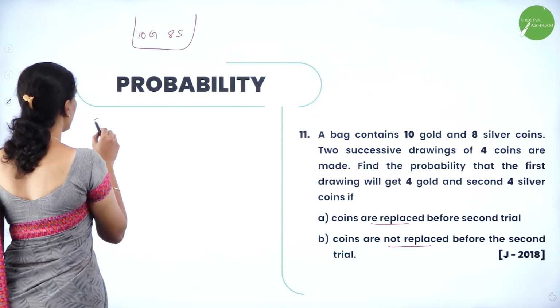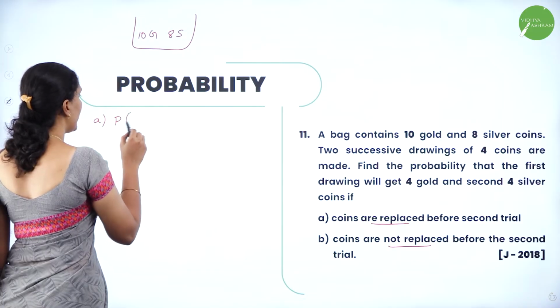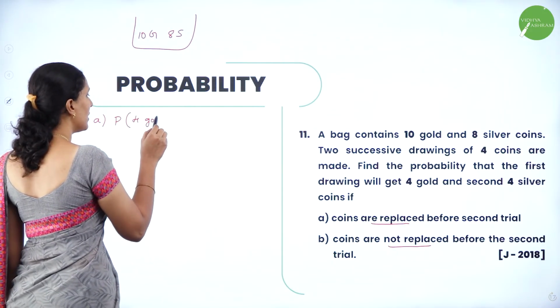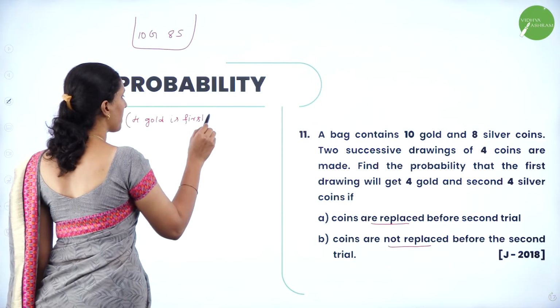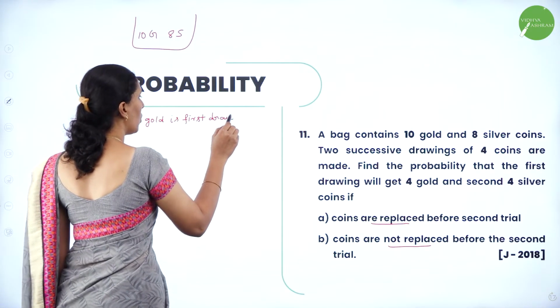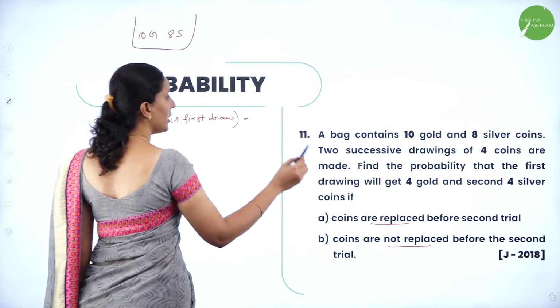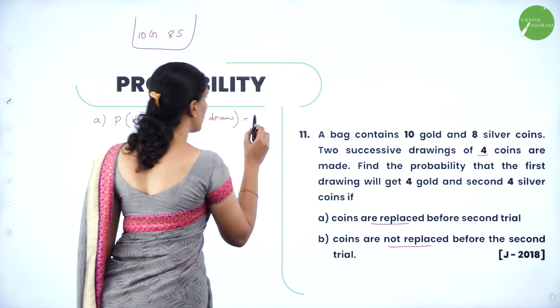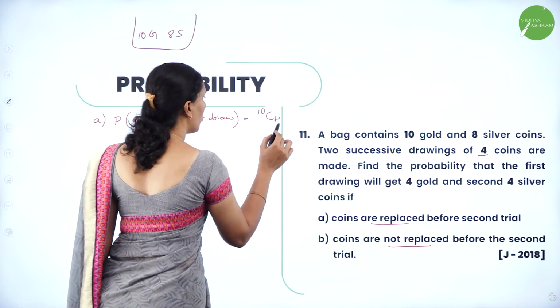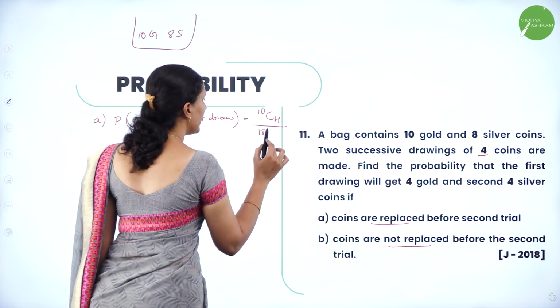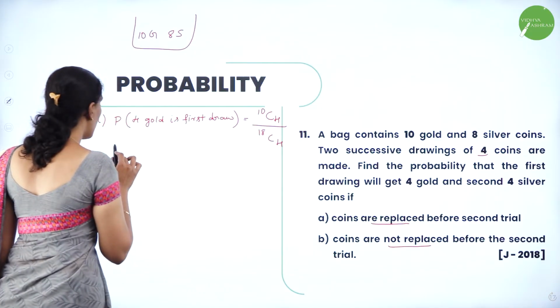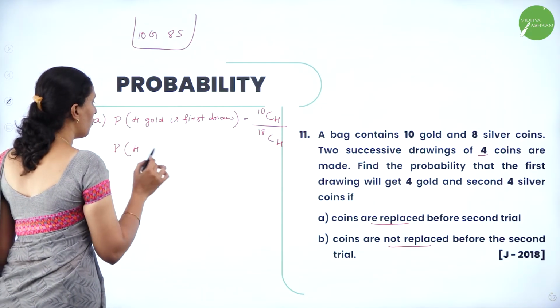Let me check the probability of getting 4 gold in the first draw. How many golds do we have? We have 10 golds, but I need to choose only 4 coins. So it is 10C4 out of a total of 18, so 18C4.